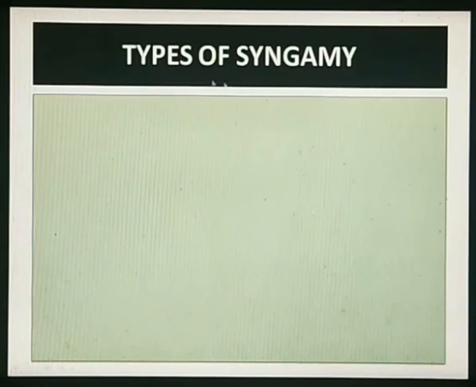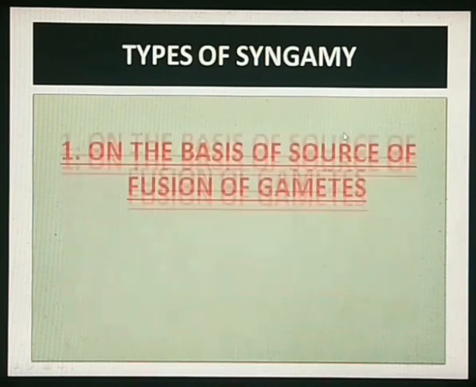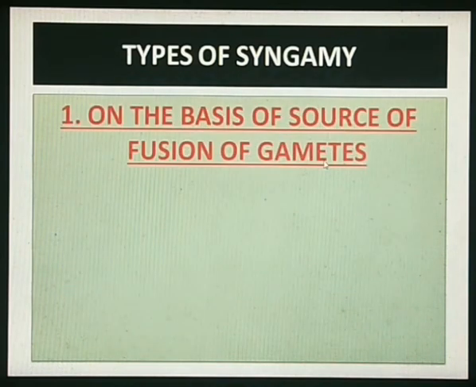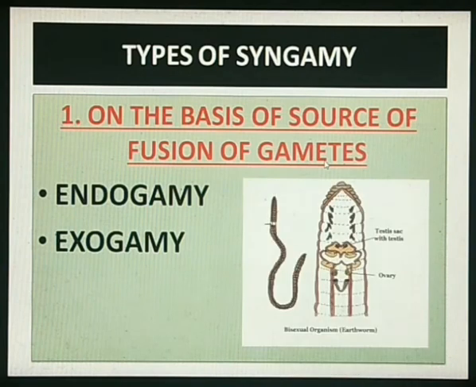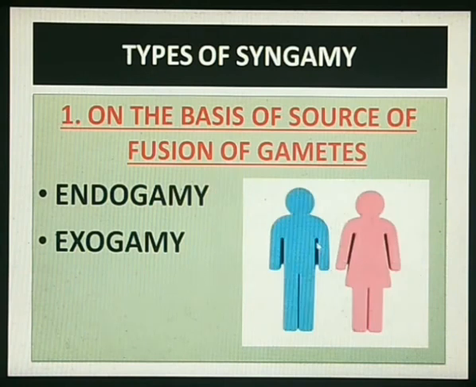Syngamy or fertilization varies from organism to organism. It may be on the basis of source of fusion of gametes. There are two types, endogamy and exogamy. In endogamy, the individual will have both types of reproductive organs, and these reproductive organs will release male as well as female gametes, and fusion will occur within this individual. Whereas in exogamy, it occurs in unisexual individuals. So two individuals are involved here, wherein the union of gametes will take place inside the female body. So we see here that there are two individuals required, male and female.